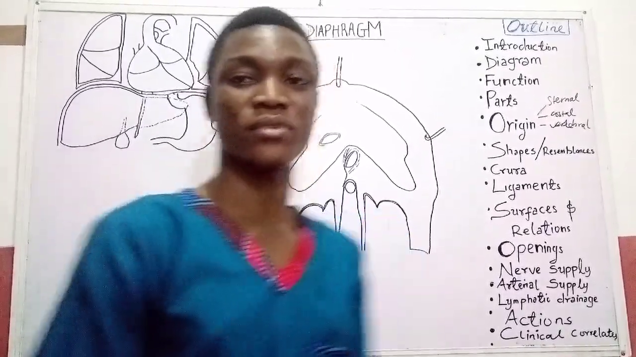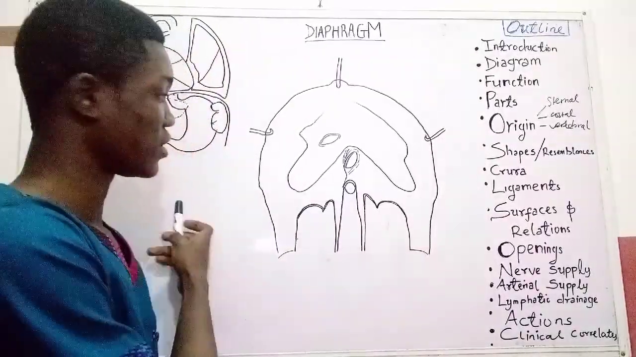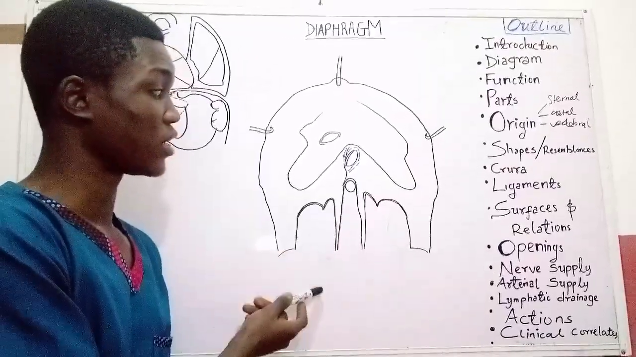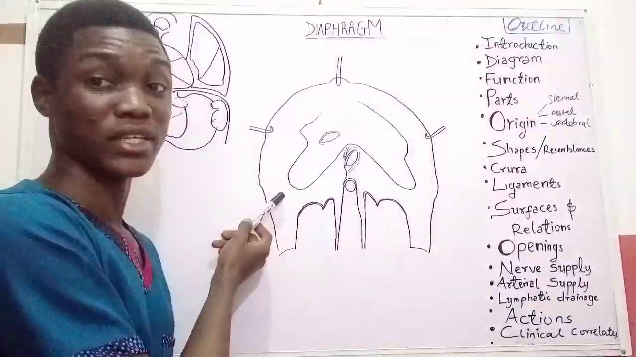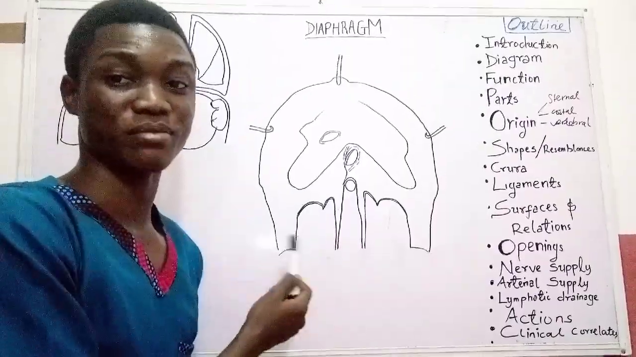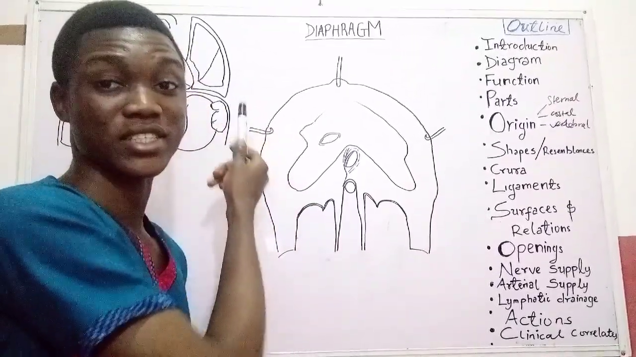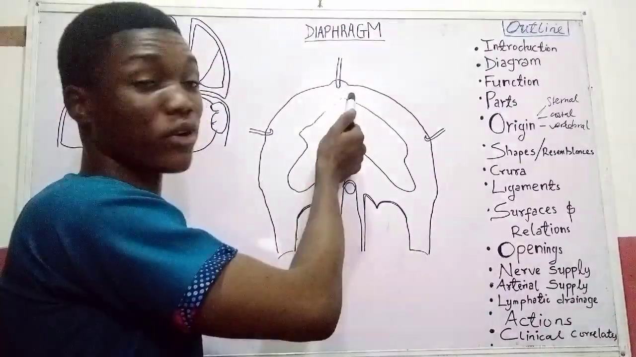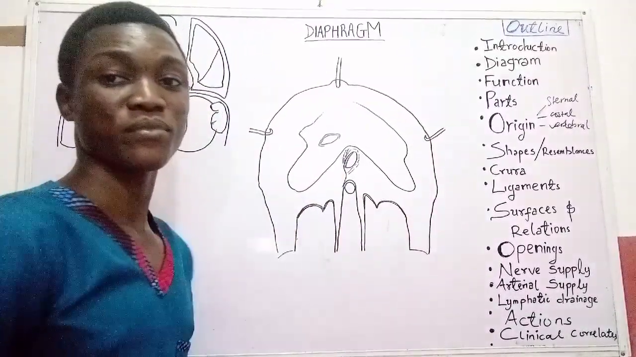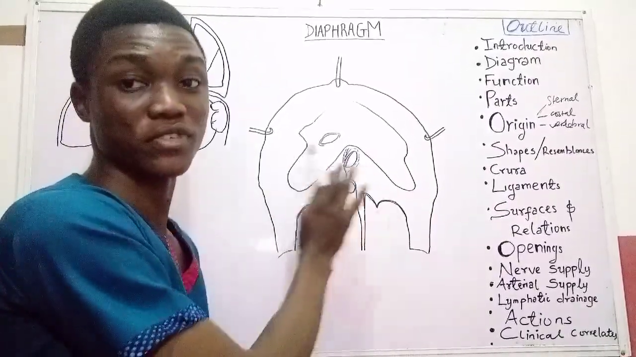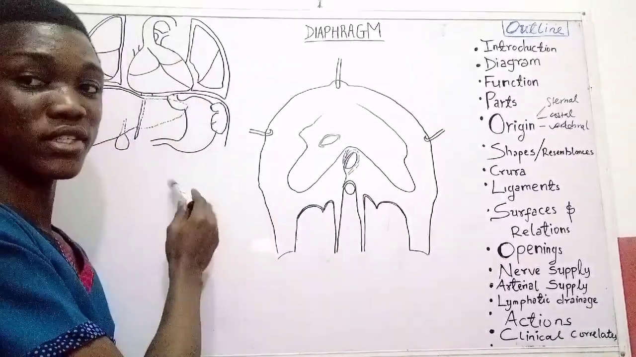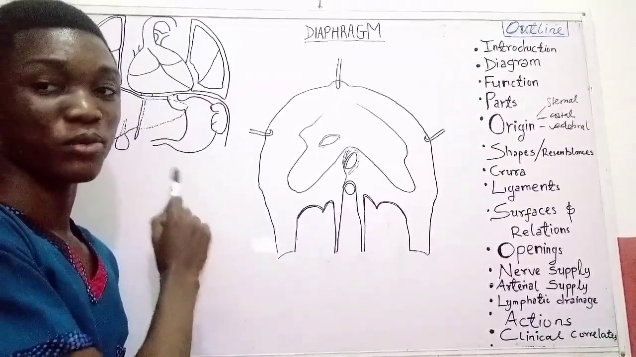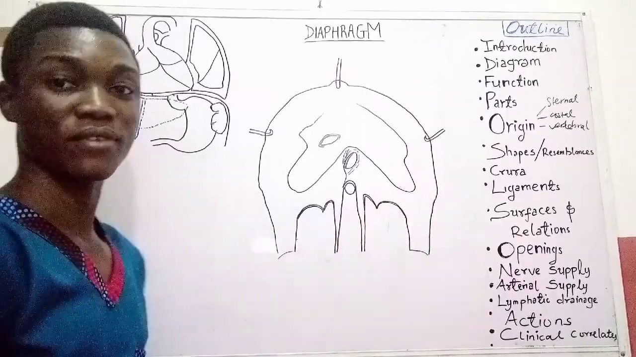Now, diagram. You can use any of these diagrams here. This is a diagram of the diaphragm showing an elevated diaphragm. So it is elevated anteriorly with the help of pin structures here. Okay, so this is the inferior surface of the diaphragm, and this diagram is showing the relations of the diaphragm. We will still talk about the relations when we get there.